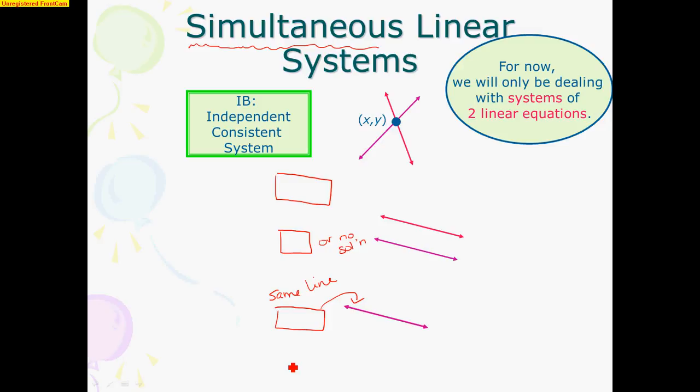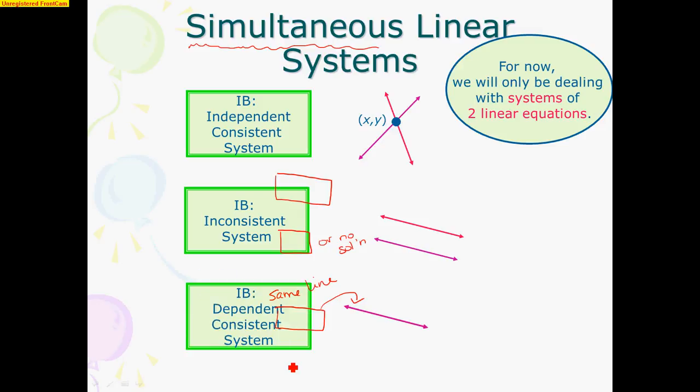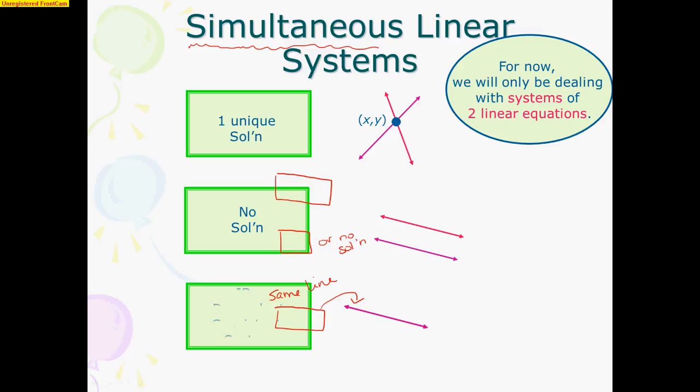Vocabulary again. IB calls intersecting lines an independent consistent system. If you have no solution, it's an inconsistent system. If you have the same line, well, it's a consistent system because you have an answer, but you have infinite answers. So it depends on being the same line, so it's called a dependent consistent system. Again, independent means one unique solution. Inconsistent system means you have no solution. Dependent consistent means you have infinite solutions, but those infinite solutions are found on one line.